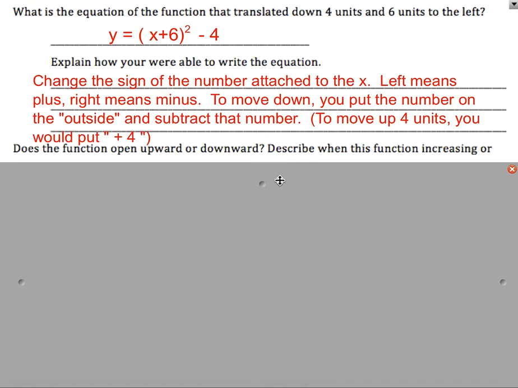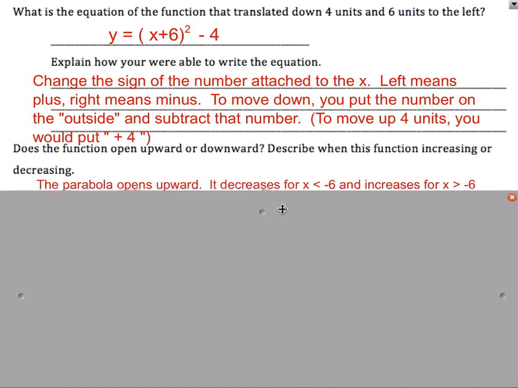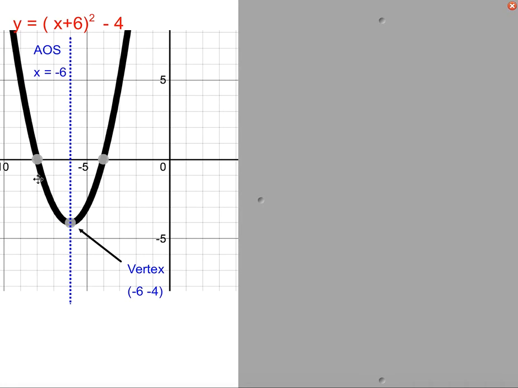Does the function open upward or downward? And describe when the function is increasing or decreasing. Well, because there is no negative in front, the parabola is opening upward. And then it's going to decrease when x is less than -6 and increase when x is greater than -6. So here's our visual. So the vertex is (-6, -4). There's your axis of symmetry. So it is decreasing, meaning going down, kind of like a negative slope, for every x value less than -6. And then it's increasing for every x value greater than -6.